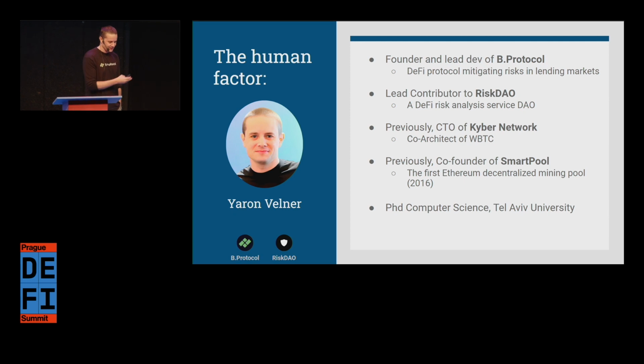But at the end of the day, there is a human or a group of people in charge of it who run these analyses daily. And as of now, I'm also part of this human factor. At B protocol, which I founded, we try to mitigate the human factor and promote more automated risk management. But I'm also a contributor to the risk DAO. In the risk DAO, we give risk analysis as a service to protocols, which, by definition, is done by humans, with human bias and everything.